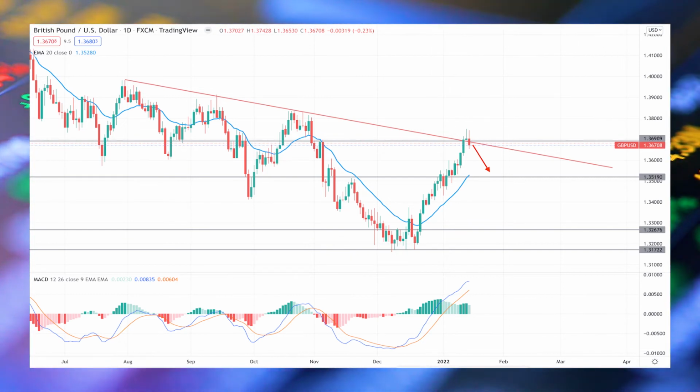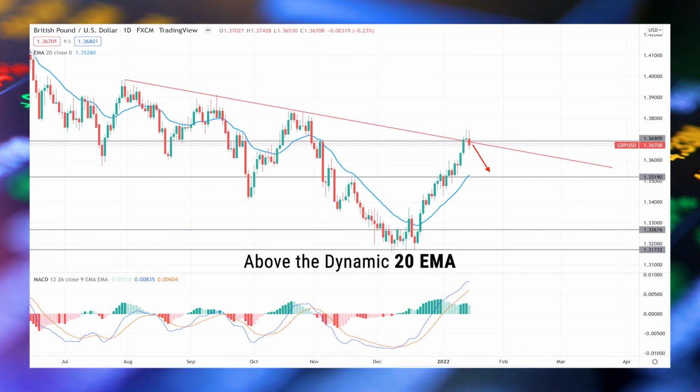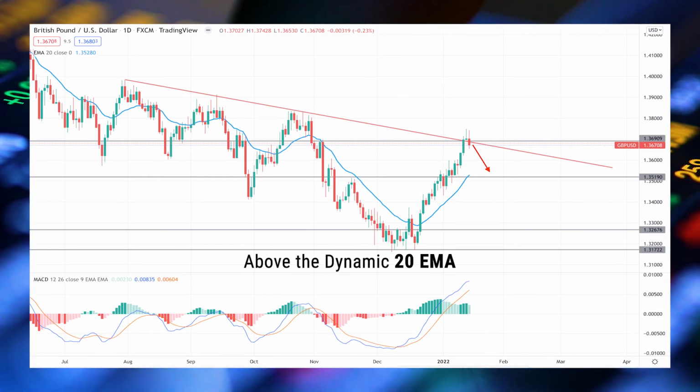On the other hand, a bullish recovery with a daily close above the dynamic 20 EMA would alter the current market structure.